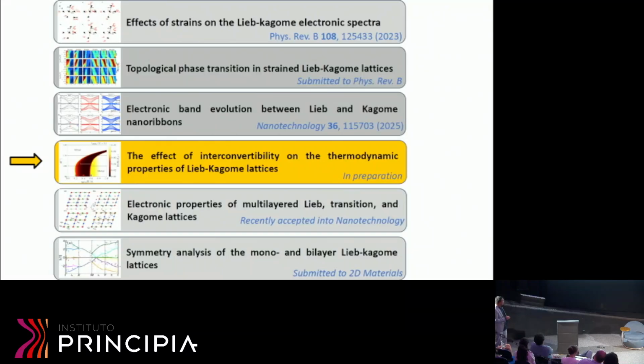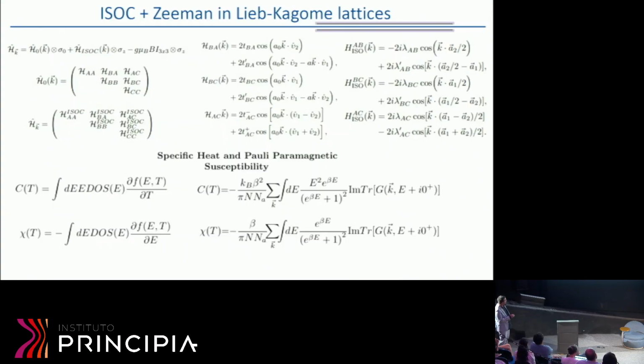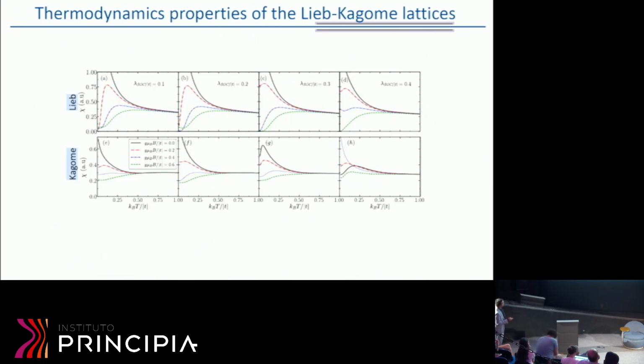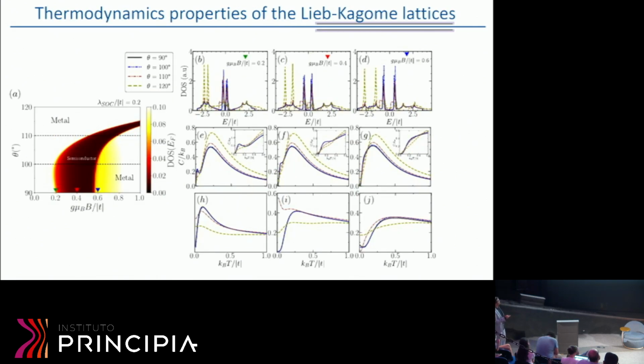This is one of the latest of these papers that we have finished, and we calculate some thermodynamic properties like specific heat and paramagnetic susceptibility, and see how the behavior of those quantities evolves in the morphological stage between Lieb and Kagome. And we consider Zeeman and also spin-orbit coupling. Since I have 30 seconds, I just move on.